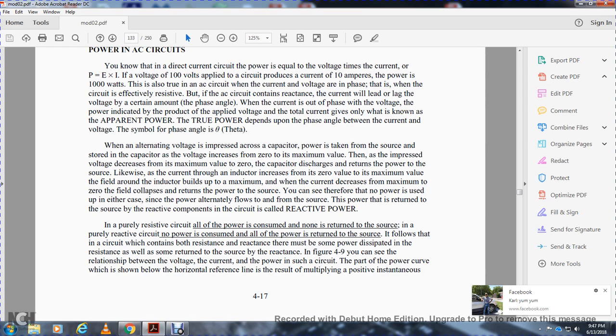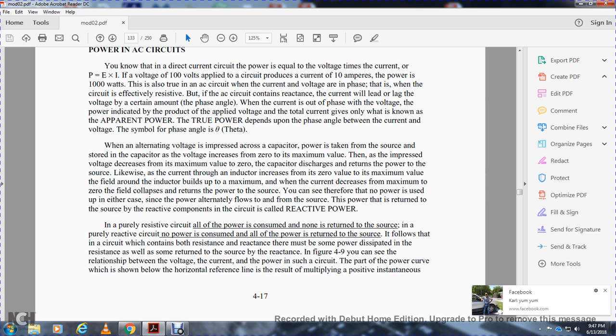In pure resistive circuits, all of the power is consumed, with none returned to the source. In a pure reactive circuit, no power is consumed, and all of the power is returned to the source. In circuits which contain both resistance and reactance, some of the power must be dissipated by the resistance, as well as some returned to the source by the reactance.